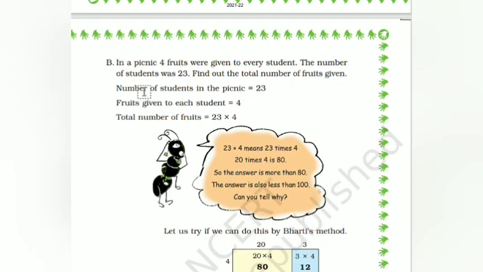In a picnic, 4 fruits were given to every student. The number of students is 23. Find out the total number of fruits given.